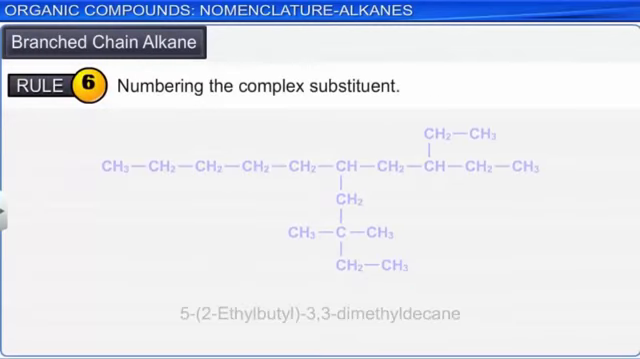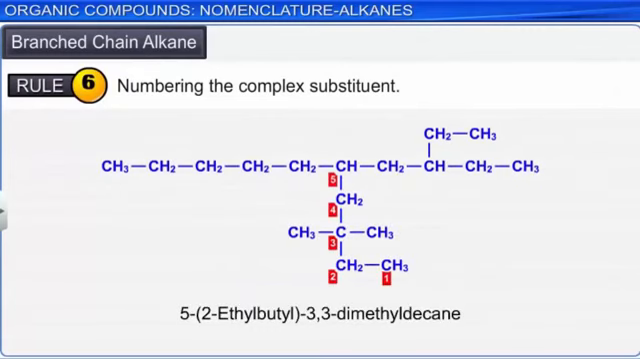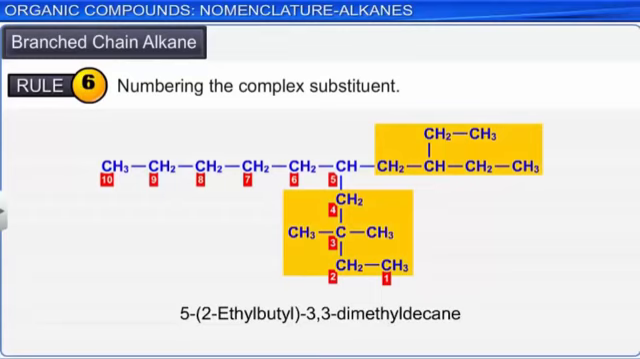Rule number 6. Numbering the complex substituent. If the substituent, that is, the alkyl branch on the parent chain, is complex, then the carbon atom of the branch attached to the parent chain is given the position 1 while numbering as shown. The name of this alkyl branch is placed in parentheses while naming the compound.